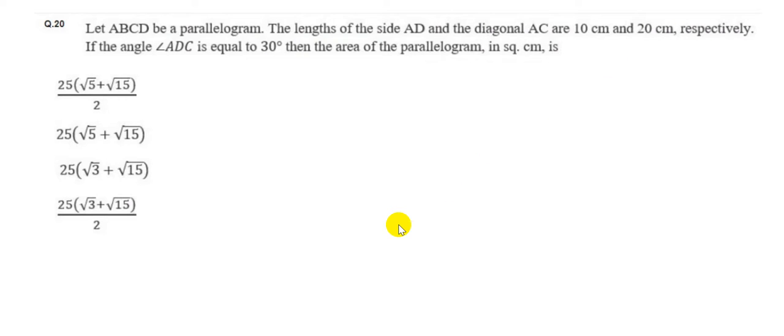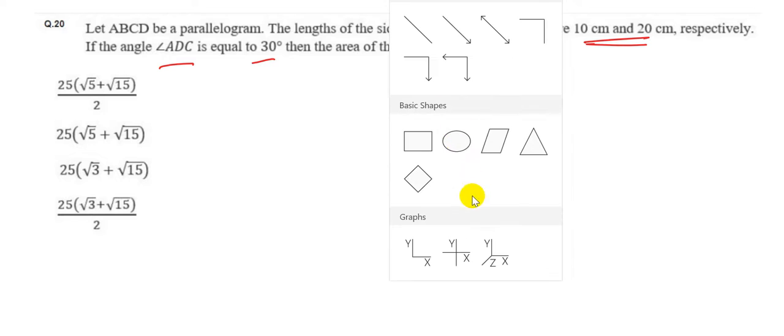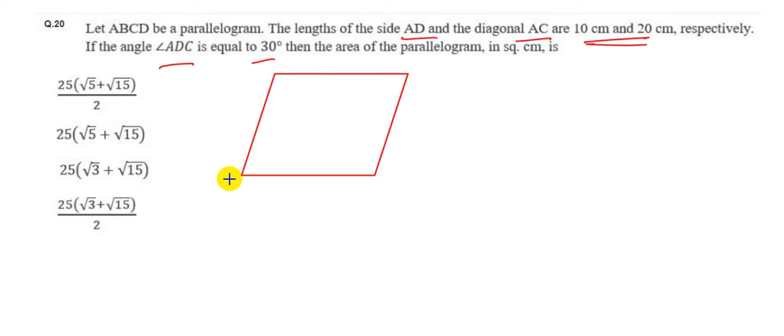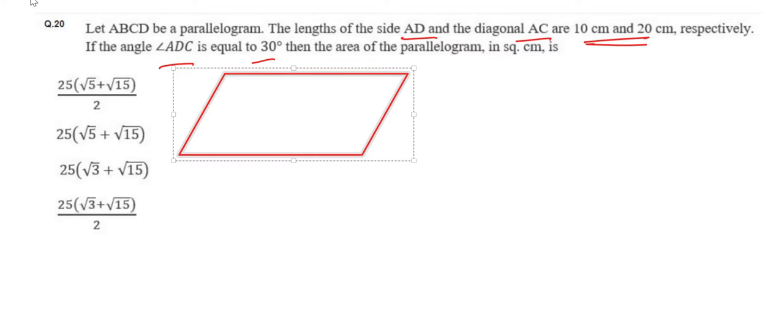Next one is a problem on parallelogram. ABCD is a parallelogram. Length of AD and diagonal AC are given as 10 and 20. Angle ADC is given as 30. Then they are asking for the area of the parallelogram. So let's draw the parallelogram first.